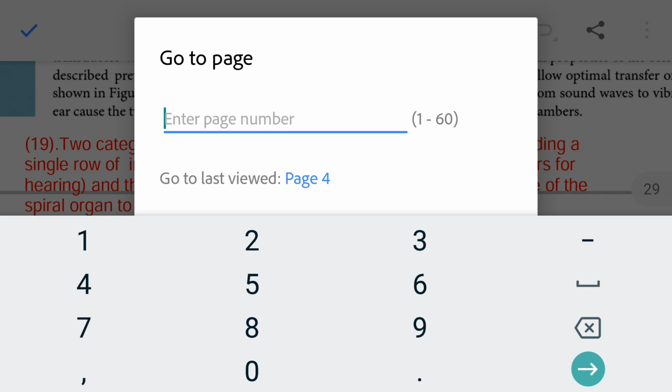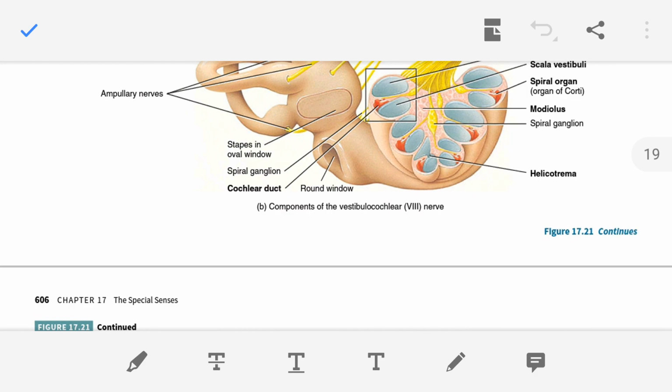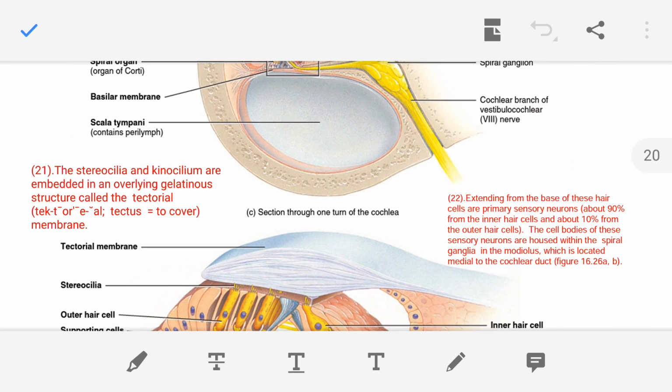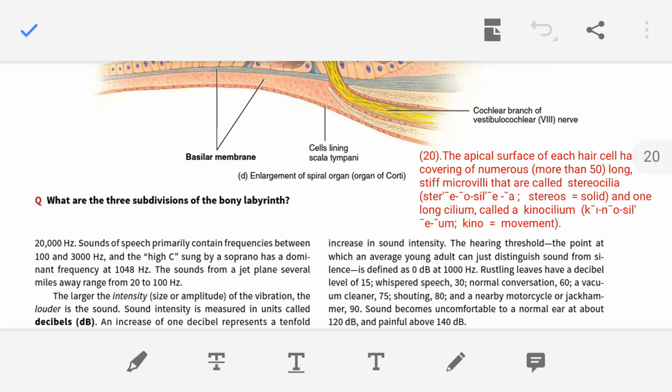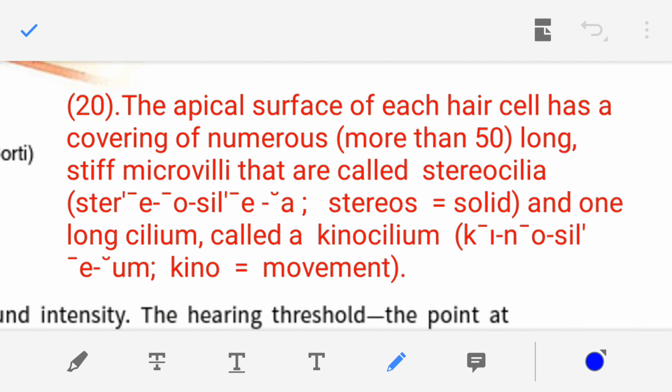Now point number 20. Now on the apical surface, apical means on the top surface of each hair cell. So the top surface of each hair cell is covered by numerous long stiff microvilli, and these microvilli are known as stereocilia.